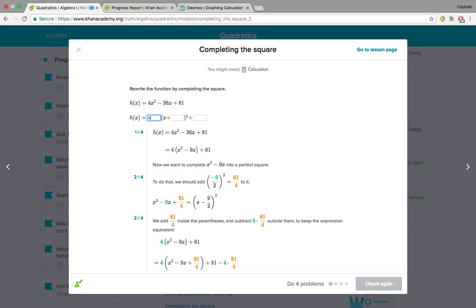So we get 4 times x squared minus 9x, and a is equal to negative 9 over 2. But we're adding 81 over 4, which means we have to subtract 81 over 4 from our 81 that we banished out here. So this is x minus 9 divided by 2 squared, and this is whatever 81 minus 81 fourths is.